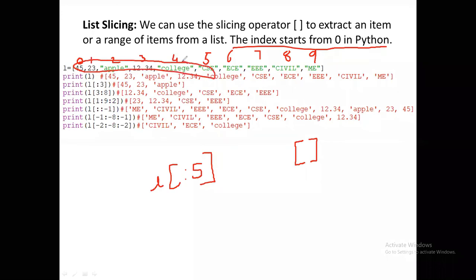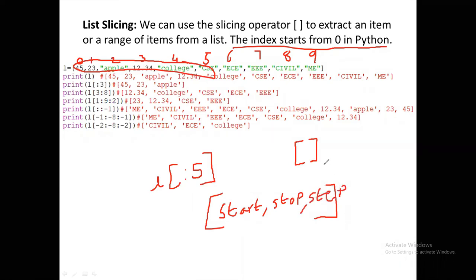Okay, I hope you all remember the slicing operator. The slicing operator is square brackets. In this you are going to give 3 arguments. One is start, second one is stop, and third one is step. Start and step are optional.